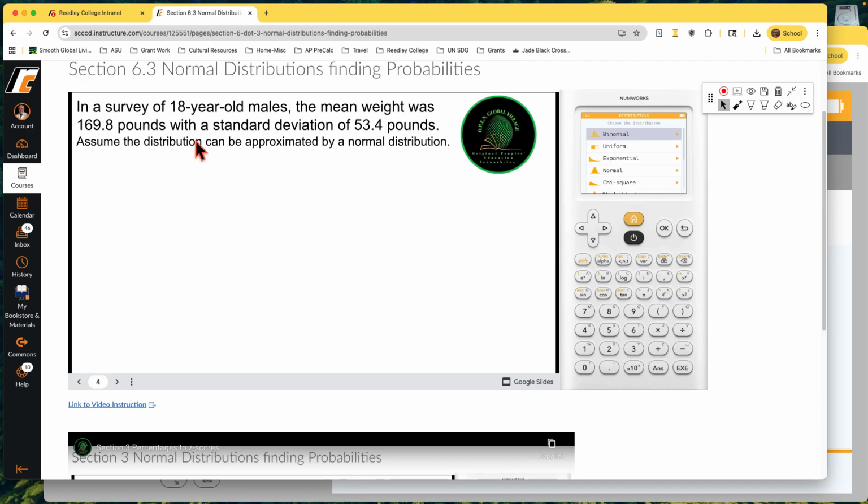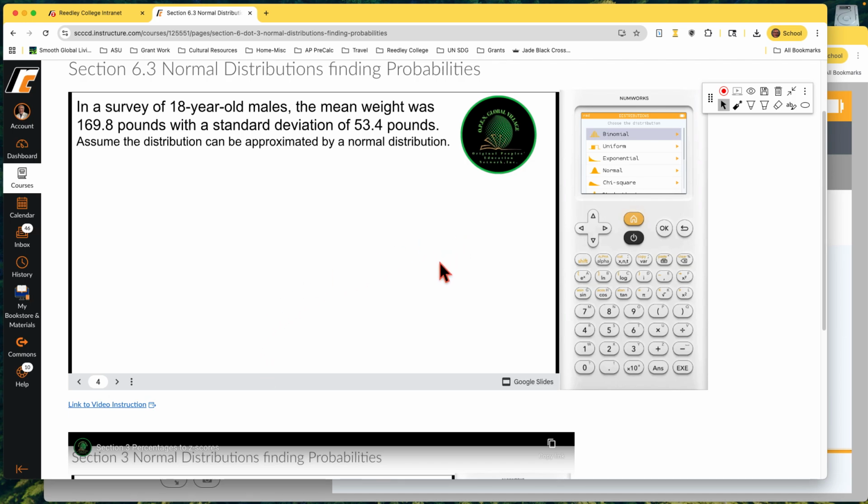We're told to assume the distribution can be approximated by a normal distribution. So that's saying it's not exactly normal, but it's close enough that we can use the tool. Don't get hung up on that particular phrase, because you'll see it again and again. It's approximately normal. What it's telling you is, yes, we can use the tool.